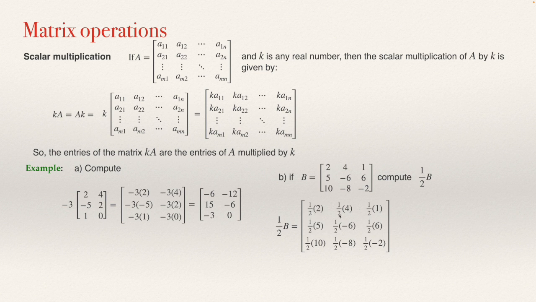Here, 4 divided by 2 is 2. So this entry will be 2. This entry will be 1/2, or 0.5 if you are using decimals. This entry will be 5/2. This entry will be -6/2, that is -3, etc. So that will be the answer: every entry of the matrix multiplied by 1/2. So this is the first matrix operation.